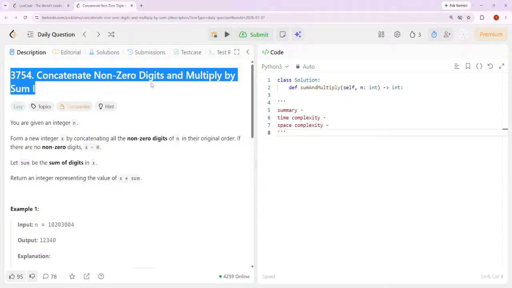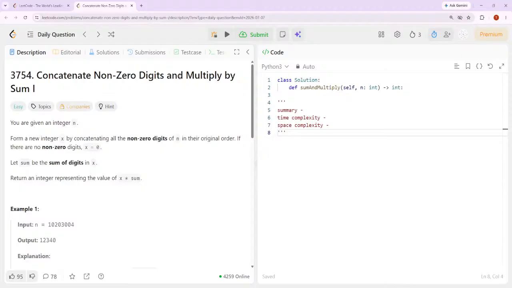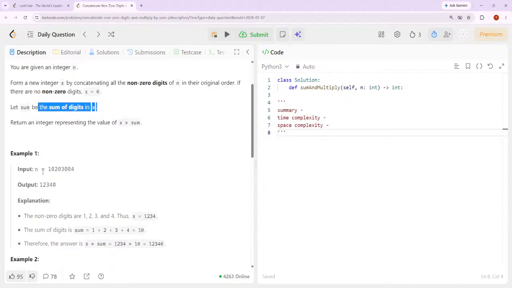All right, concatenate non-zero digits and multiply by sum, part 1, easy. You're given an integer n, form an integer x by concatenating all the non-zero digits of n in their original order. If there are no non-zero digits, x equals 0. Let the sum be the sum of digits of x. Return the integer representing the value of x times the sum. I don't know what's going on.